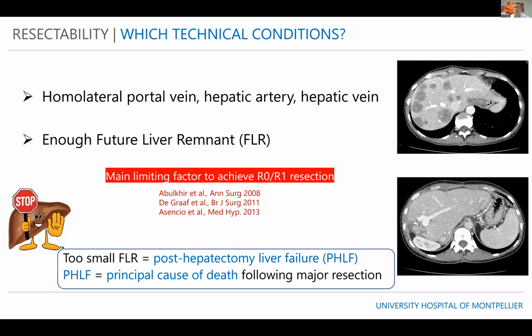So just as a short introduction for venous deprivation, because some of you and most of you are surgeons, you all know that there are conditions to make the patient resectable. They are clearly indicated here, but this one, enough future liver remnant, is the main limiting factor to achieve R0 or even R1 resection when pooling all patients together. The reason why we need to take care particularly of that, and as you know, a too small FLR means that there is a high risk of post-hepatectomy liver failure, which is the main cause of death following major resection.